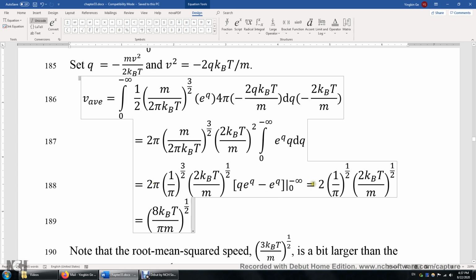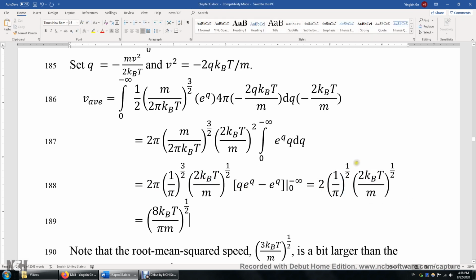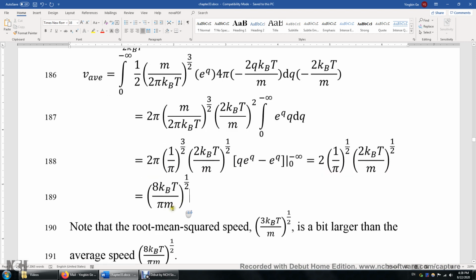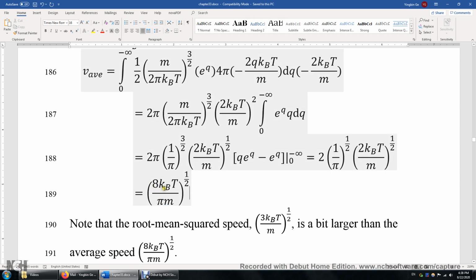So we have this 2 here. We copy this 2 here. We have this pi. But then we have this 1 over pi to the power of 3/2. So we combine this 2 to get this. And we copy this to here. And finally, we put everything together. We get this: 8 kBT over pi m, to the power of 1/2.